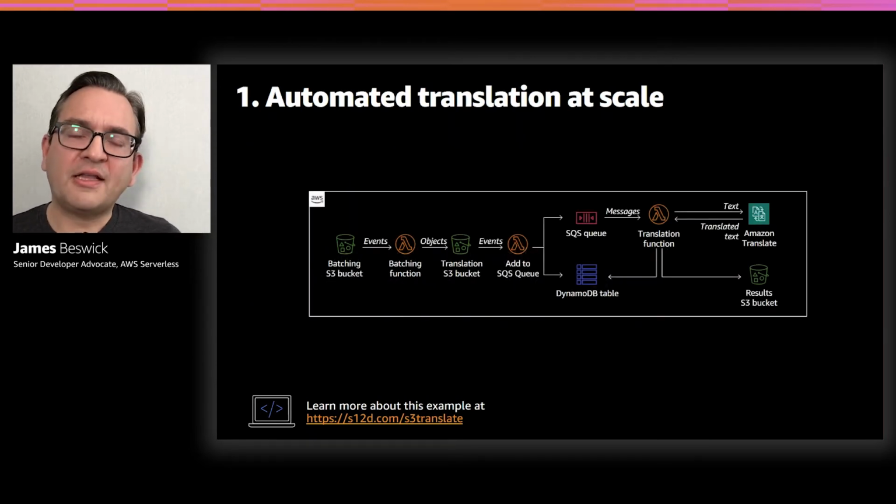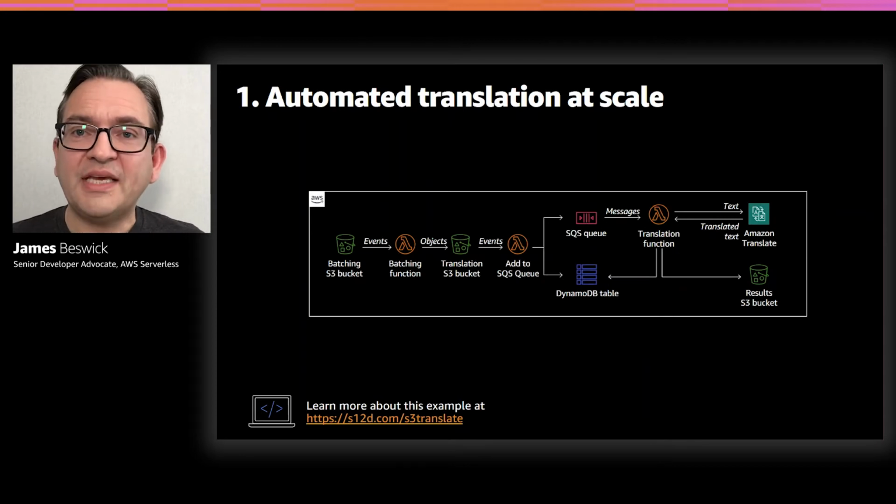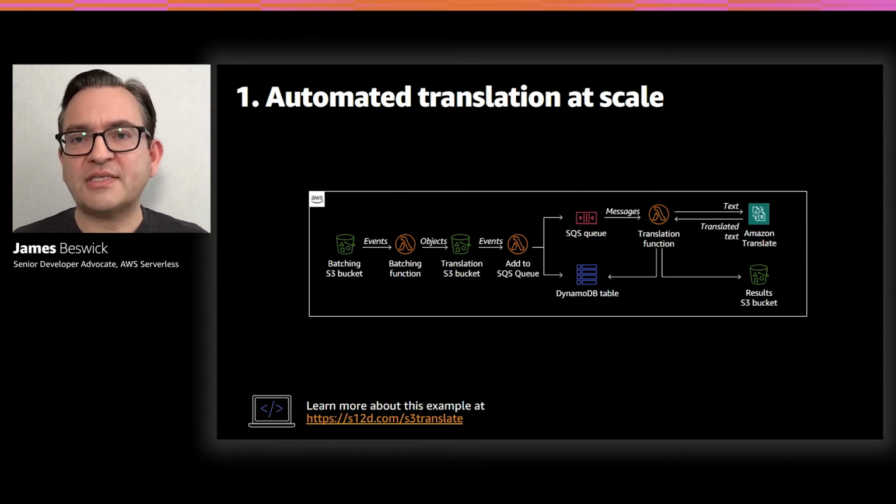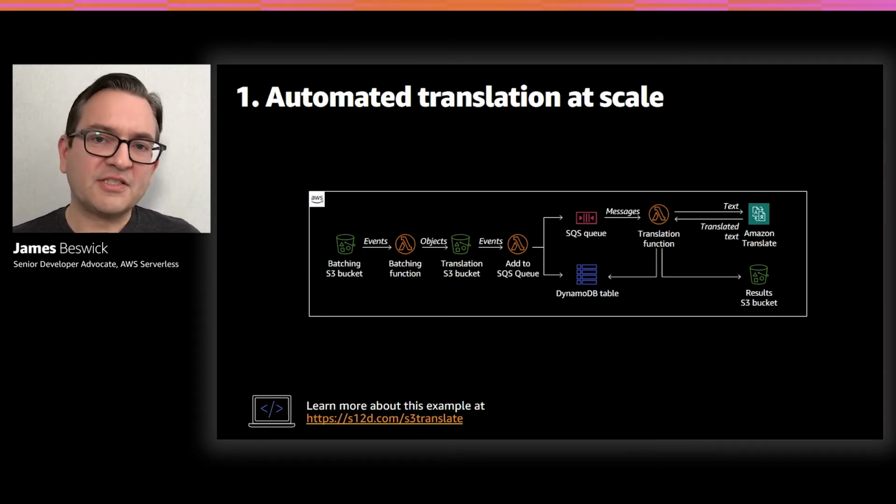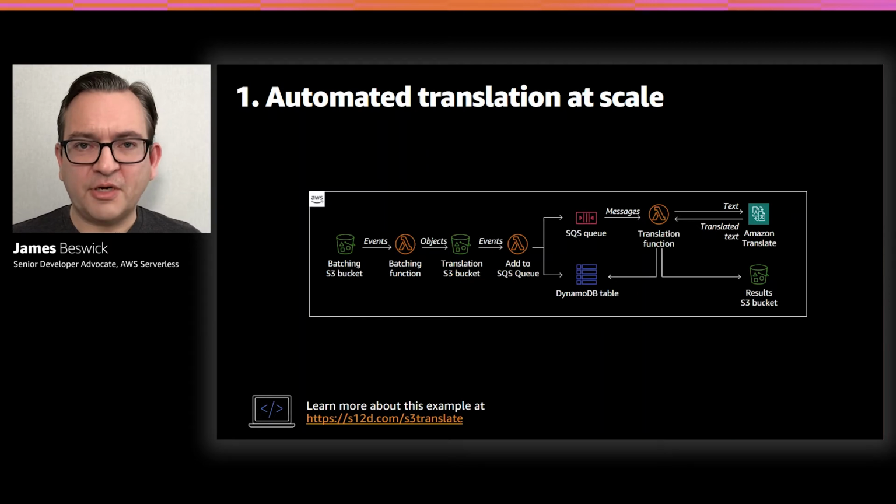The key part of the title here is at scale. In an enterprise environment, the application must handle long documents and also large quantities of documents. So let's see how we could develop a scalable translation process. First, an upstream process saves text objects in the batching S3 bucket.